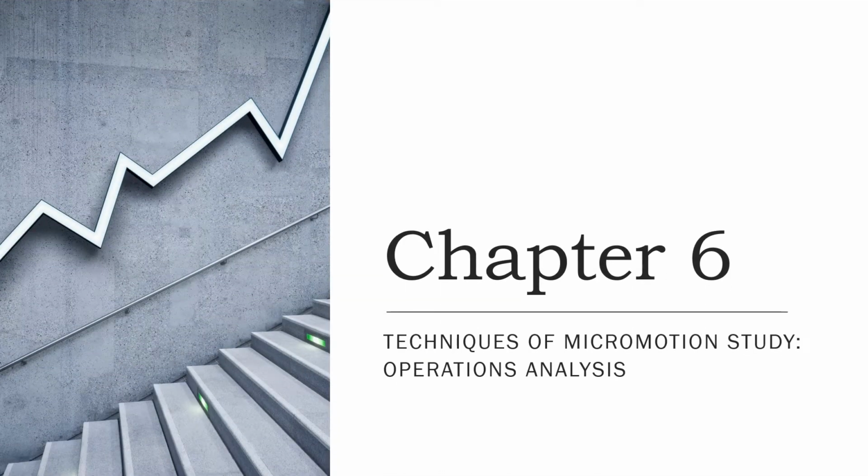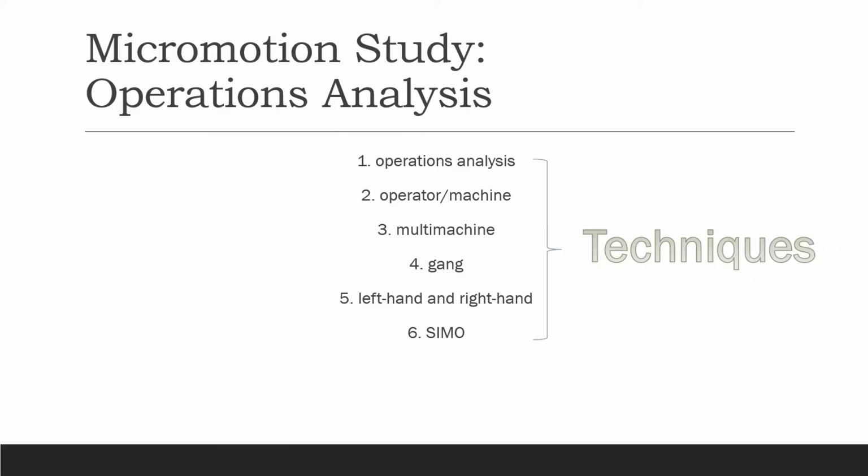Okay, so chapter 6 is techniques of micromotion study, and we're going to get into operation analysis. There are 6 techniques in micromotion: operation analysis, operator machine, multi-machine, gang chart, left hand and right hand chart, and SIMO. Some people call it SIMO, it's the same thing, chart. Like I said before, motion study is all about charts.